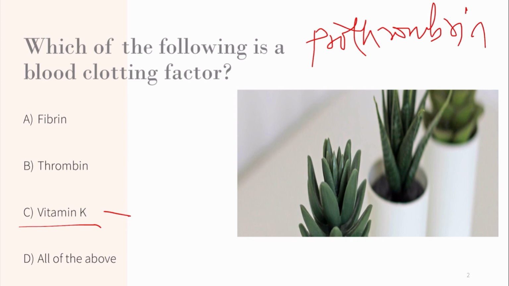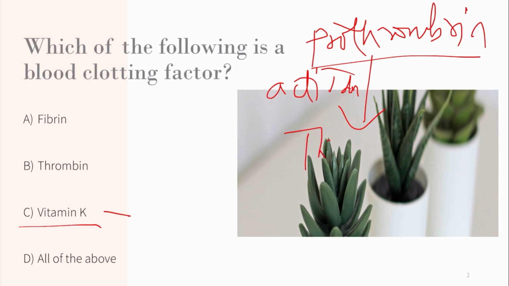Now the process of blood clotting. Whenever there is a rupture of blood vessels or a wound is caused, a prothrombin activator complex is formed. This activator converts the prothrombin into thrombin. So option B is also included in this. The prothrombin is converted into thrombin.